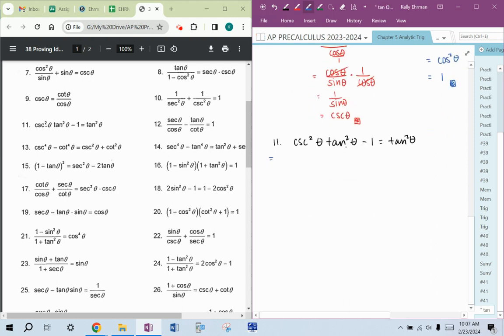I don't see any trig identities. You're not allowed to say that tangent squared minus 1 is something. I guess it's not anyway, is it? But there are no Pythagorean identities to start.